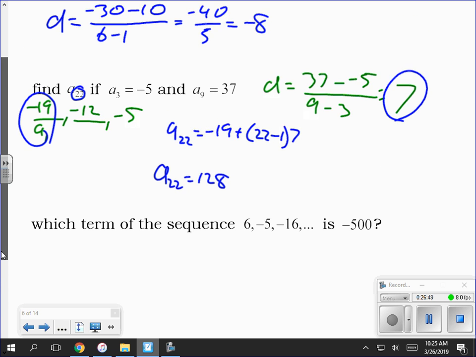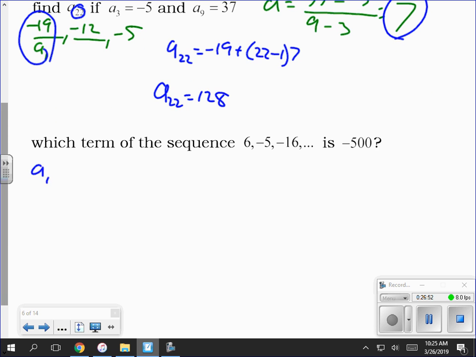It really isn't nasty. I'm given A sub 1, 6. D I can find: to go from 6 to -5, -5 to -16. What am I doing? I'm subtracting 11 each time. So D is -11. N is what I don't know. A sub N, I do know that's -500. Remember, this formula has 4 terms in it: A sub N, A sub 1, N, and D. I have 3 of the 4 things. If I have 3 out of 4, just plug in the 3 I know and find the one I don't.